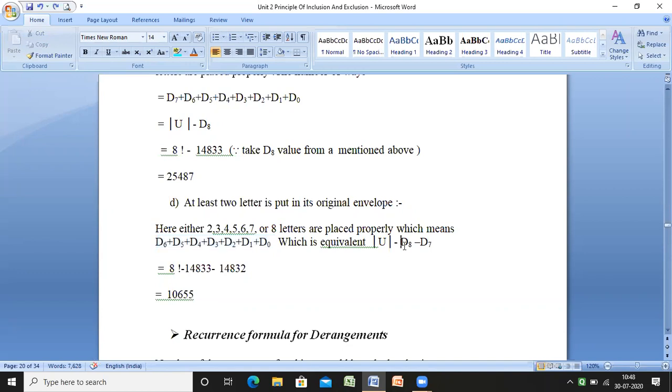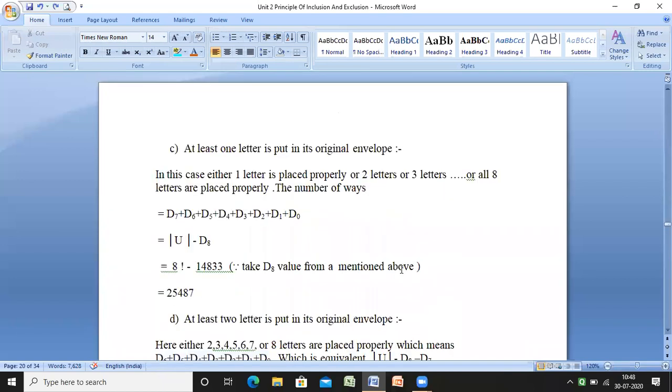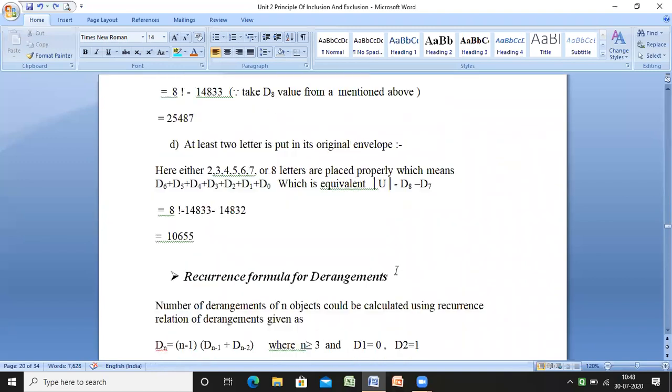So I am going to subtract the D8 arrangements of 8 minus the D arrangements of 7. So we calculate both the values from A and B. We already calculated the value of D7 also. So what we get is 8 factorial minus the D8 value, which is 14,833, and minus 14,832. So the last output I get is 10,655. This is the last output I get, and in this way this example can be solved. I hope you got what I meant to say. Okay.